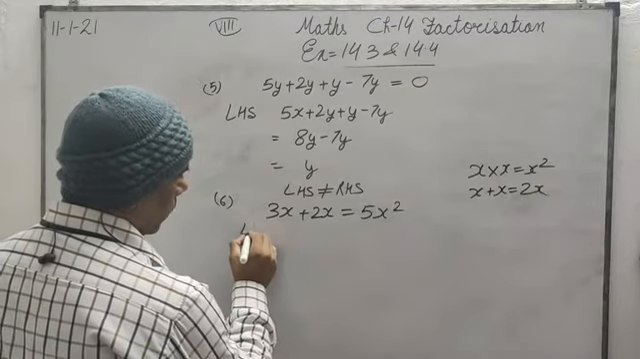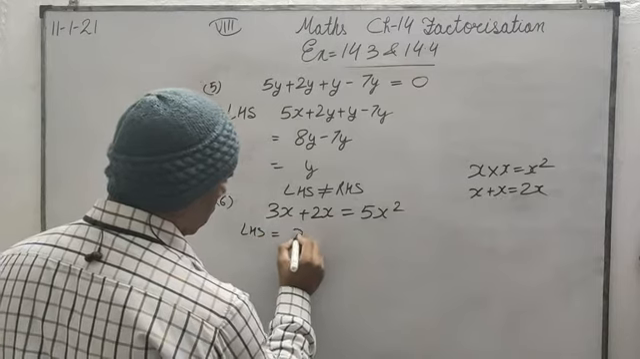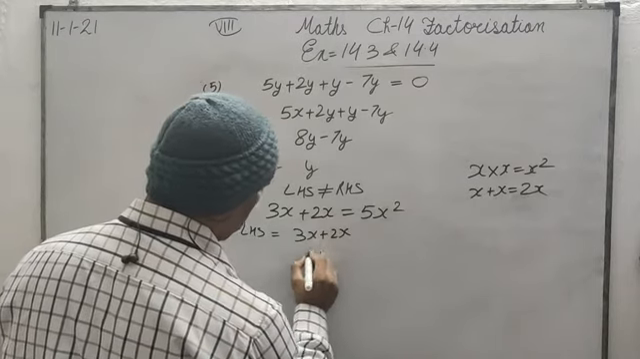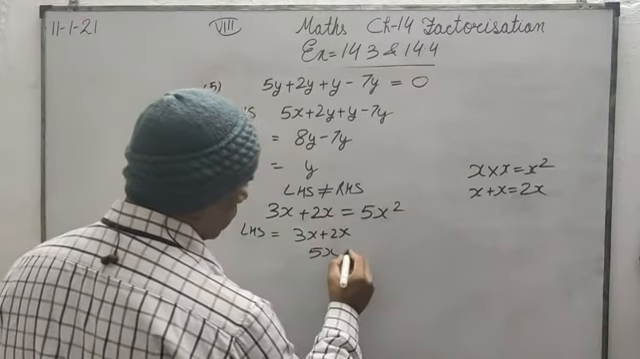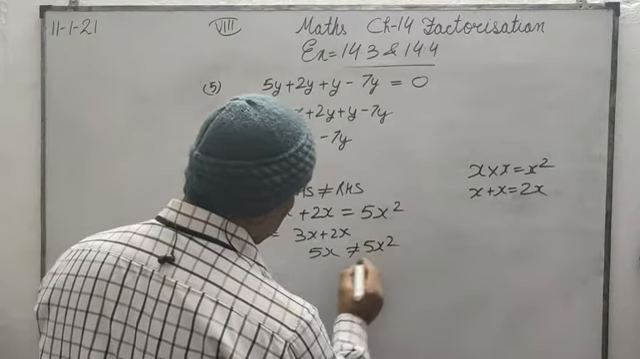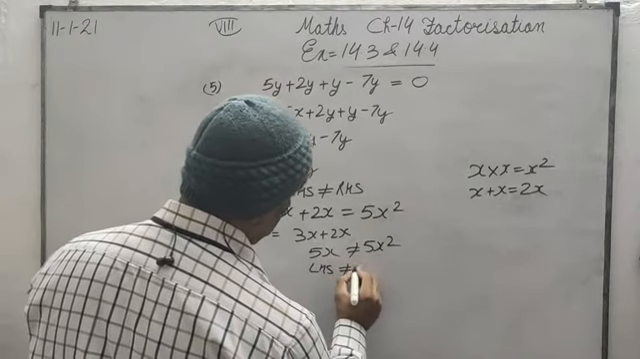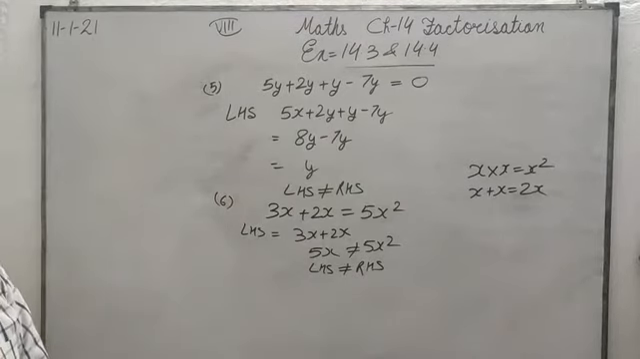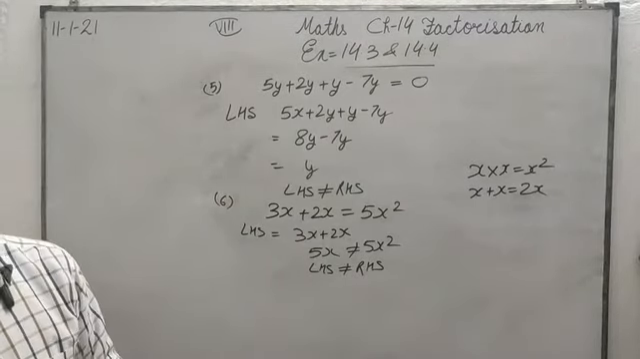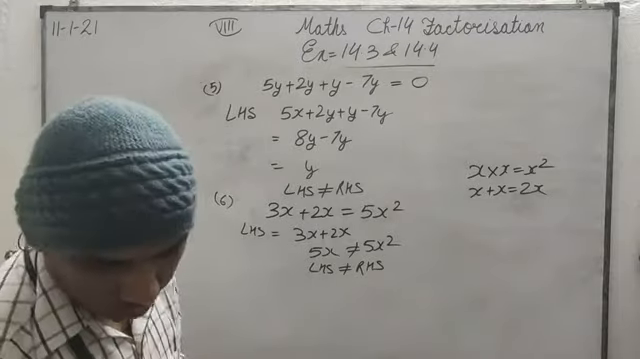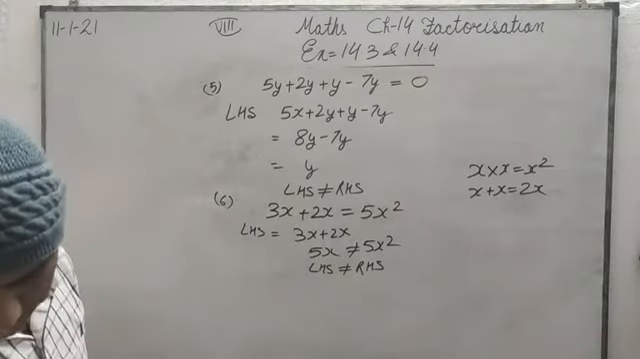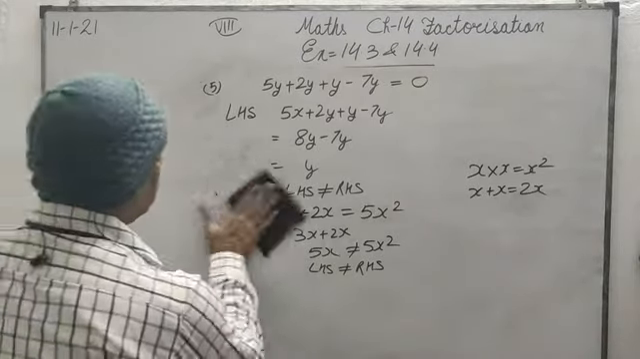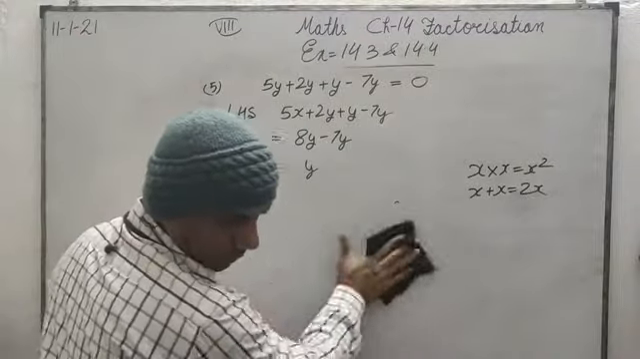तो लेफ्ट हैंड साइड का आंसर क्या आना चाहिए? 3x plus 2x का आंसर होगा 5x, which is not equals to 5x square. Hence left hand side is not equals to right hand side. Okay, so this way this is your question number 6. Now let us see question number 7 onwards.